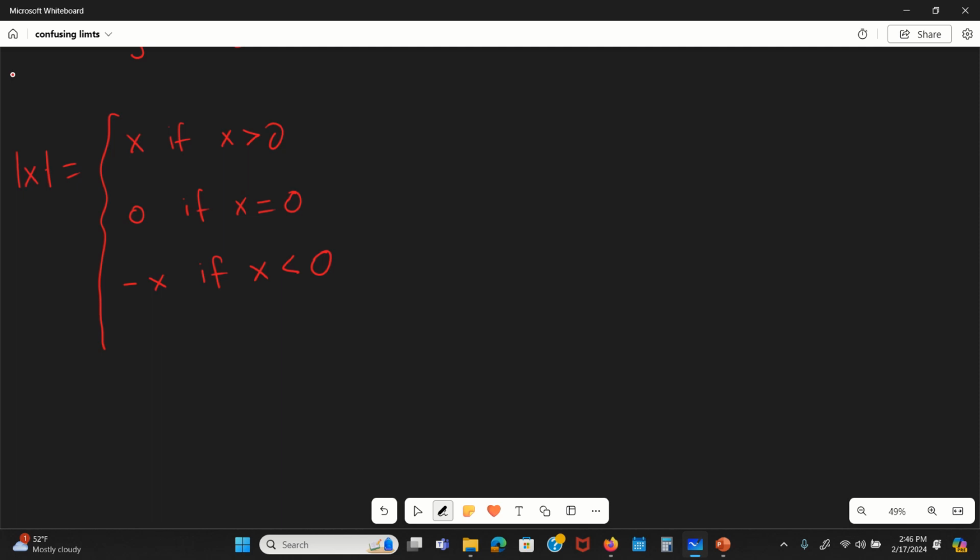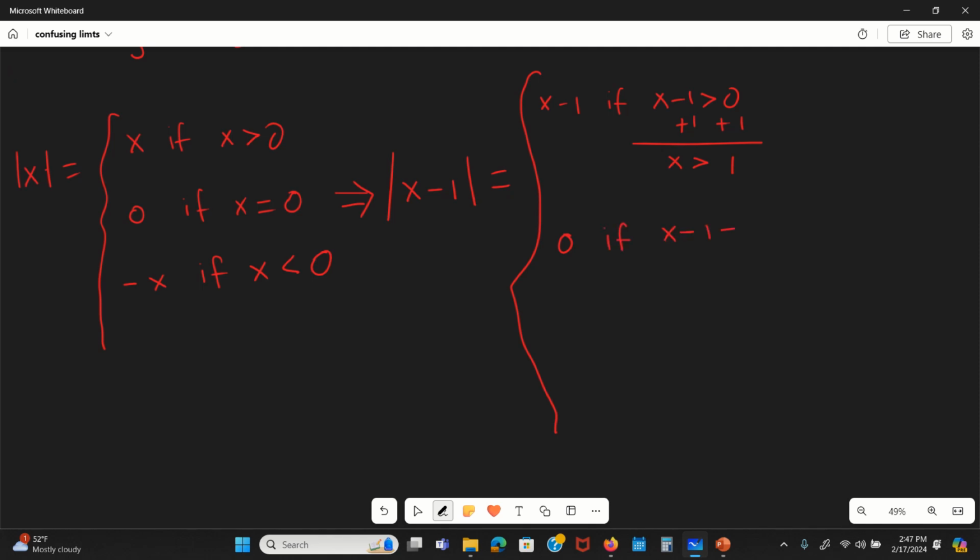Thus, if we replace x with x minus 1, we get the absolute value of x minus 1 is x minus 1 if x minus 1 is greater than 0. By adding 1 to both sides of the inequality, this means that x is greater than 1. The absolute value of x minus 1 is 0 if x minus 1 is equal to 0. By adding 1 to both sides of the equality, this means that x is equal to 1.